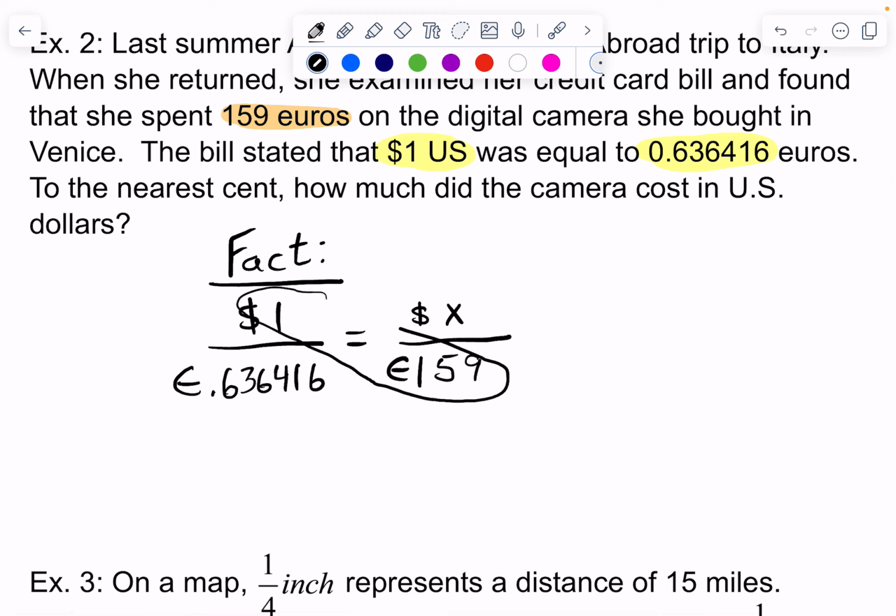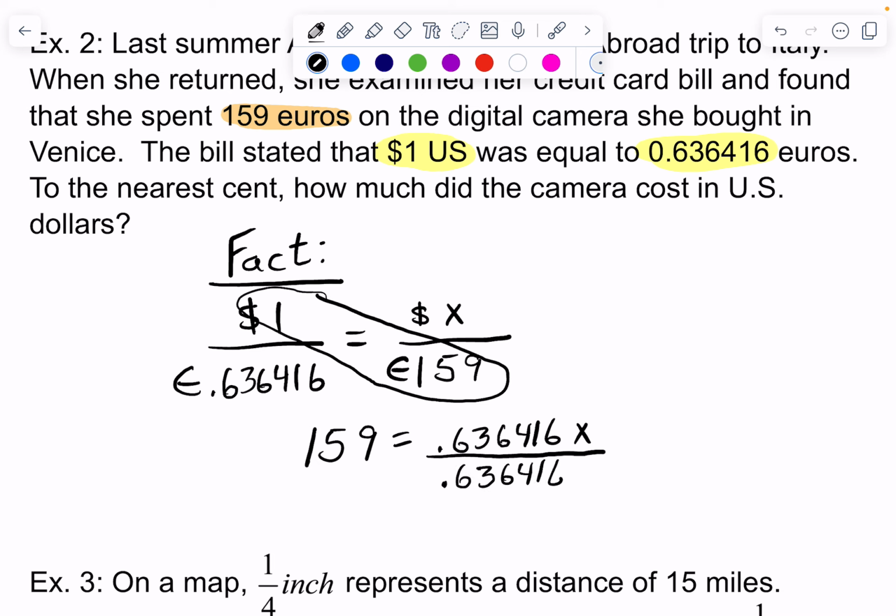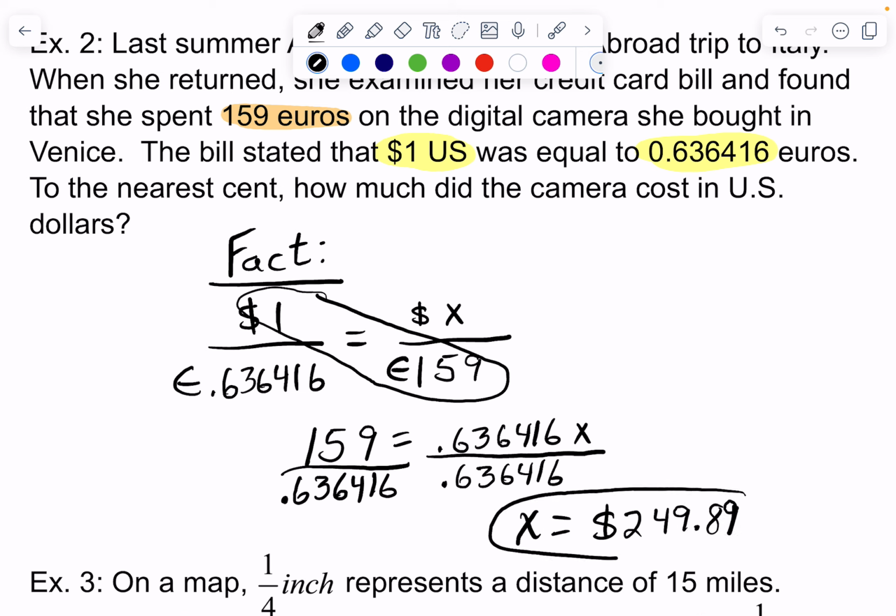How do we solve? By cross multiplying. So I have 159 euros equals 0.636416x. You cancel multiplication with division. And when you go ahead and calculate that, which of course you can use a calculator here, x will equal $249.89. There you have it. All right, let's go to another one.